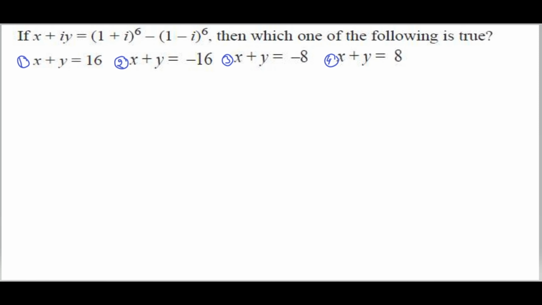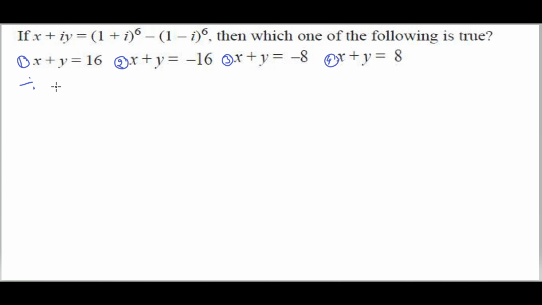If x plus iy is equal to (1 plus i) whole power 6 minus (1 minus i) whole power 6, then which of the following is true? First answer, x plus y is equal to 16; second answer, x plus y is equal to minus 16; third answer, x plus y is equal to minus 8; and fourth answer, x plus y is equal to 8. Here the x plus iy value is given.